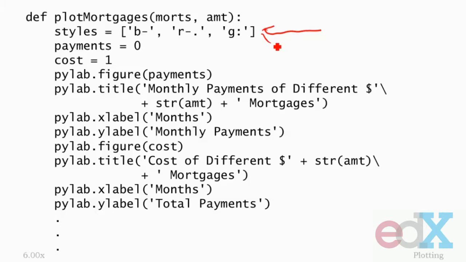We then start a figure called payments. Notice that payment starts at 0, and then we're also going to have cost starting at 1, which will also be used for figures. We put a title on it, monthly payments of different, etc. Label the X and Y axes as we're supposed to. We then go to a new figure called cost. I could have written 0 and 1, by the way, but I thought by calling them payments and cost, it would help me keep straight in my head what each figure was supposed to represent. Then it gets a title and labels.